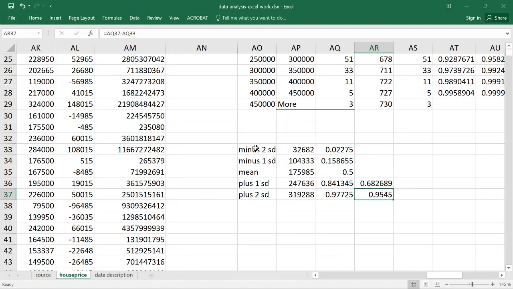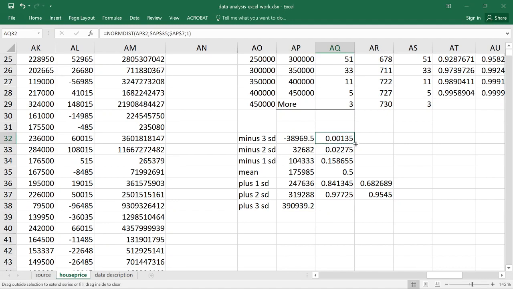And finally, the third rule of thumb refers to three standard deviations below the mean and plus three standard deviations above the mean. And again, computing the probabilities here, we see there's almost nothing below three standard deviations, and there's almost nothing above three standard deviations. And that leads to the third rule, which says there's almost everything in the range plus minus three standard deviations.